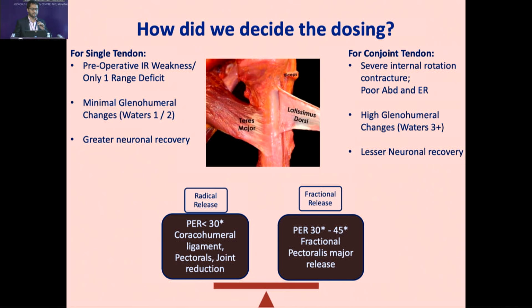For the anterior part, which is the releases, we considered only a fractional release, which is the pectoralis major release, when the passive external rotation range was between 30 to 45, and we considered a radical release, which is pectoral release, coracohumeral ligament release, and a joint reduction whenever required, when passive external rotation range was less than 30.